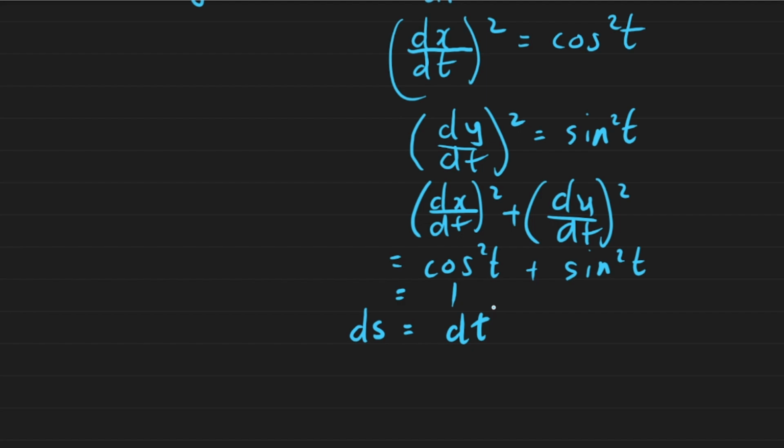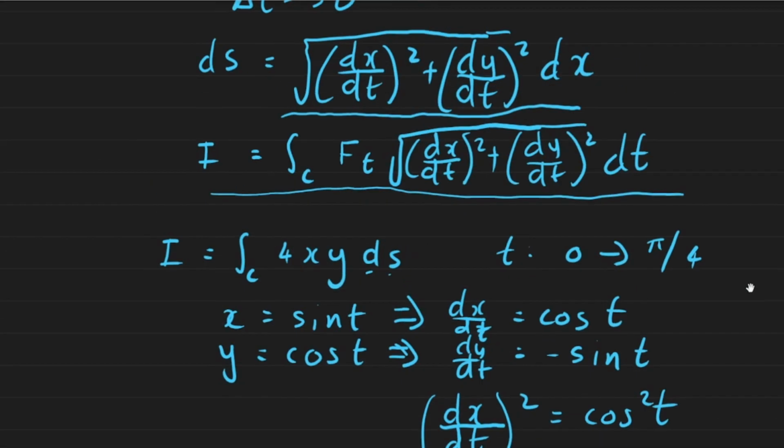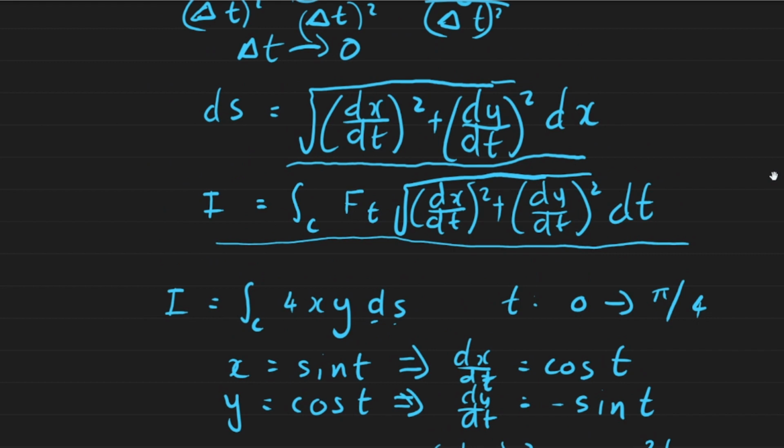What is ds equal to? We can see from our equation that ds is equal to the square root of (dx/dt) squared plus (dy/dt) squared times, sorry, this should be dt. Well, we have just shown that (dx/dt) squared plus (dy/dt) squared is equal to 1, and of course the square root of 1 is just 1. So that means that ds is equal to dt.